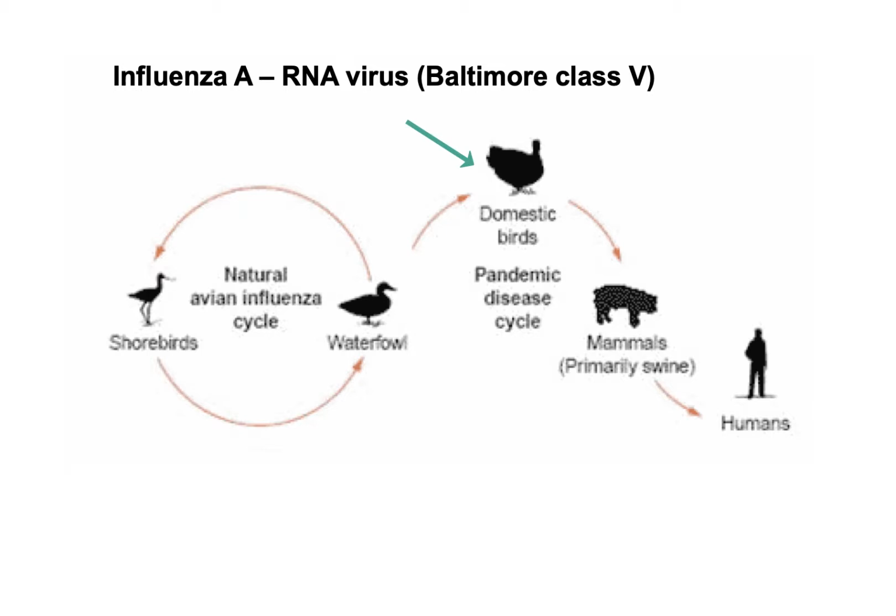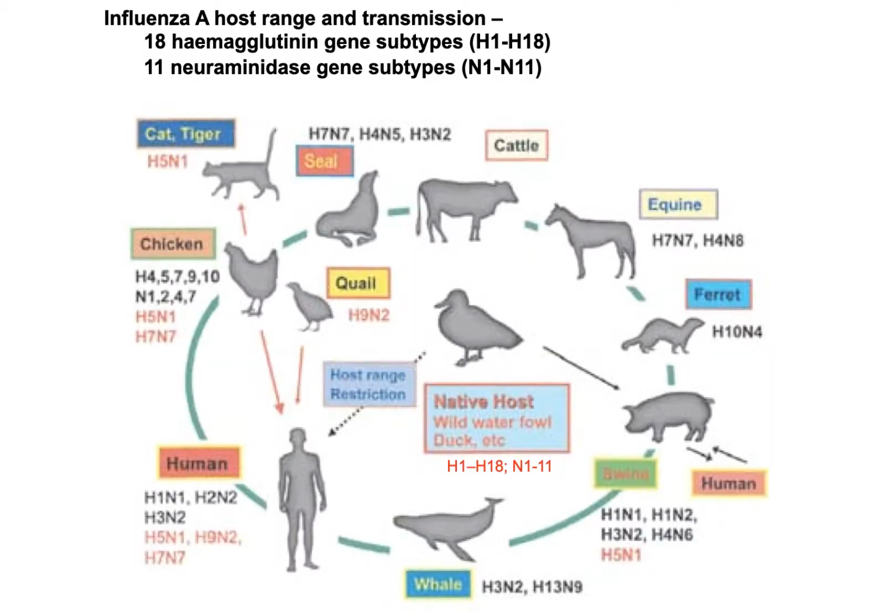They then enter domestic birds from the wild avian hosts. Those can be transmitted to pigs and then eventually to humans. So the host range is quite broad. The native hosts can carry from H1 to H19 and N1 to N11, so a pretty varied set of strains of influenza.